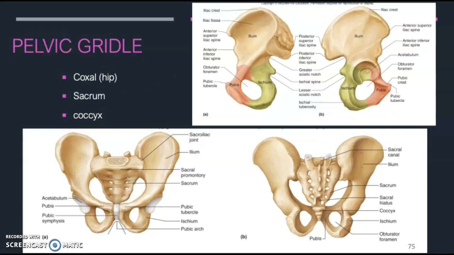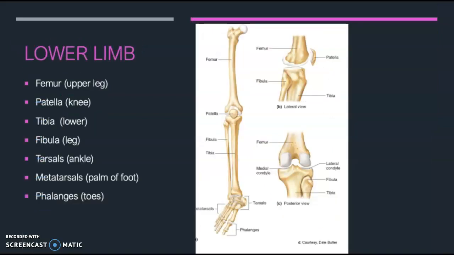Those all go together to create the hand. Then we move on to the pelvic girdle. This one is made of 3 parts. The coxal, which are the hip bones, there are 2 of them. The sacrum and the coccyx make the pelvis. You can see at the bottom the difference between the male and the female, and you can see the pictures to show you that and the labels and everything.